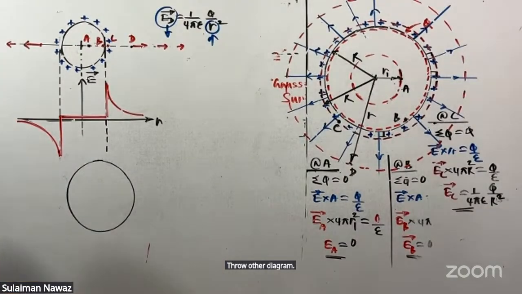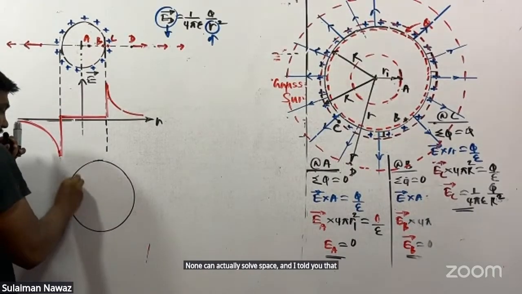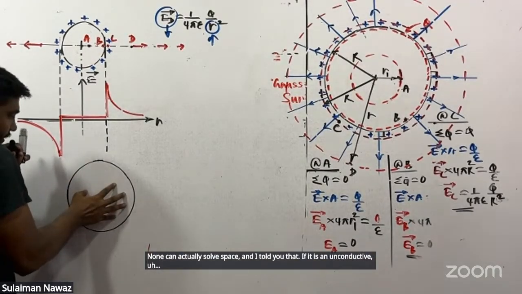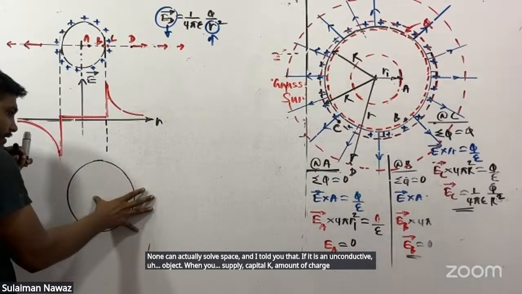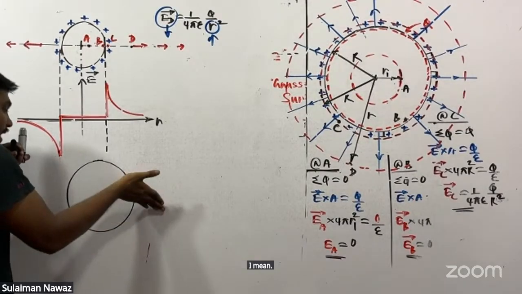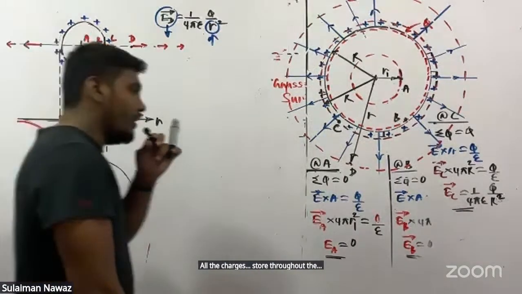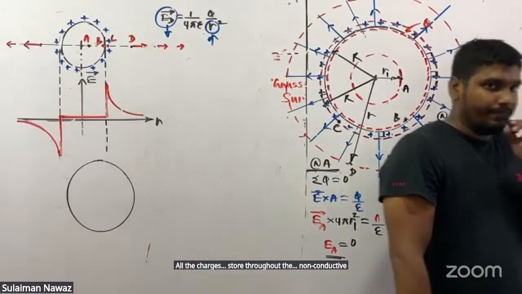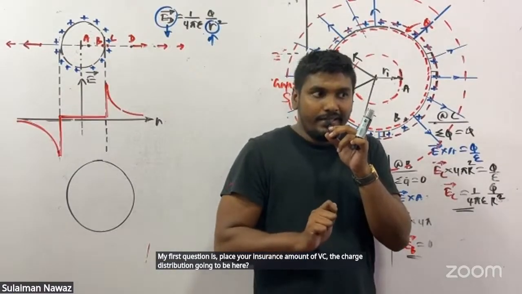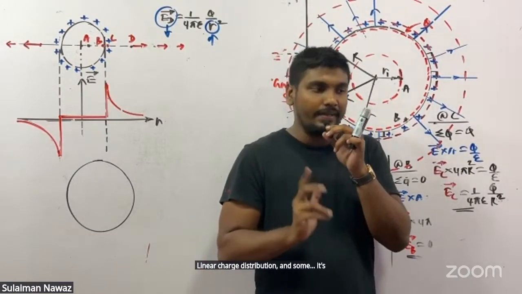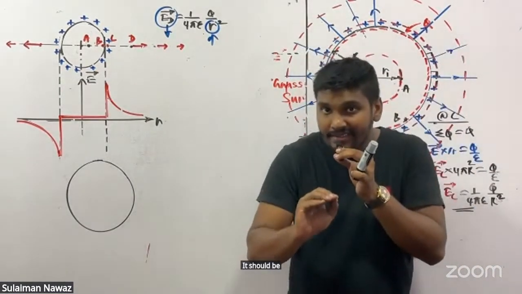The solid non-conductive sphere. I told you that if it is a non-conductive object, when you supply capital Q amount of charge to this object, all the charges are stored throughout the non-conductive solid sphere. My first question: raise your hand if you say the charge distribution is going to be a linear charge distribution. Linear? It should be an area charge distribution.